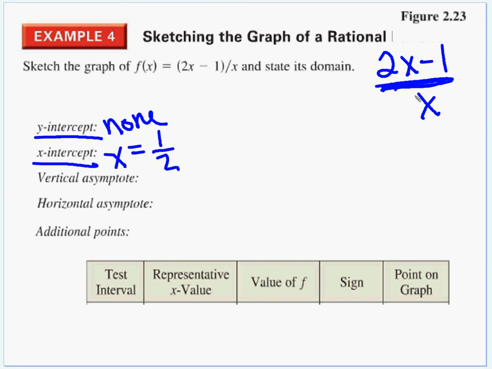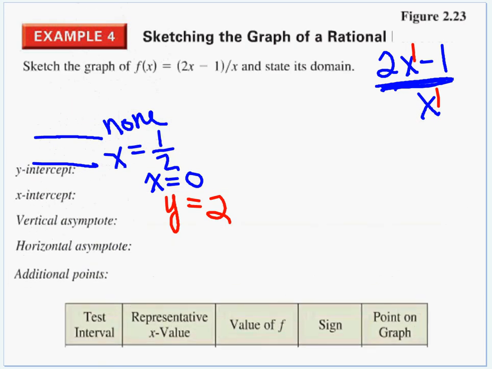Vertical asymptote. That's an easy one. Set your denominator equal to 0. So that's just going to be x is 0. That's the y-axis asymptote. The horizontal asymptote: our powers are both first, so we make a fraction out of our leading coefficients. 2 over 1 is just 2. Y equals 2.